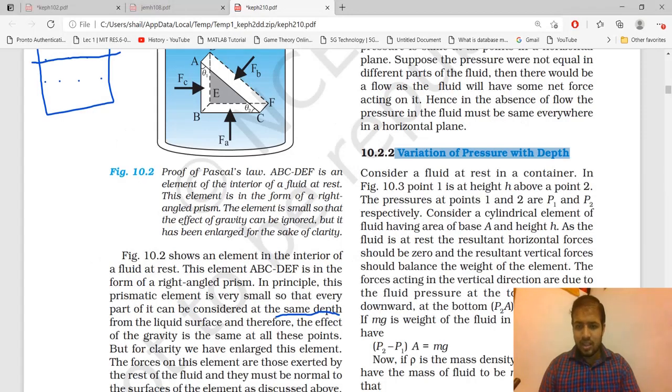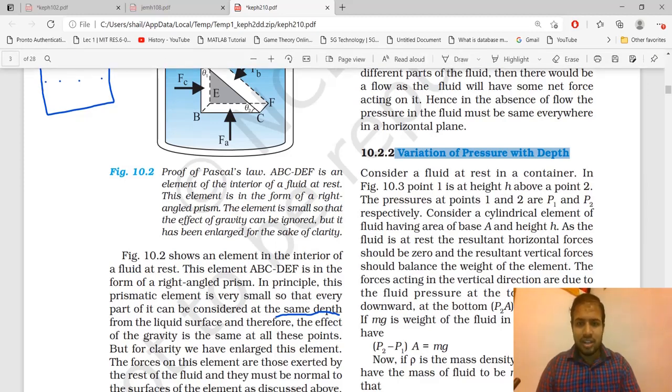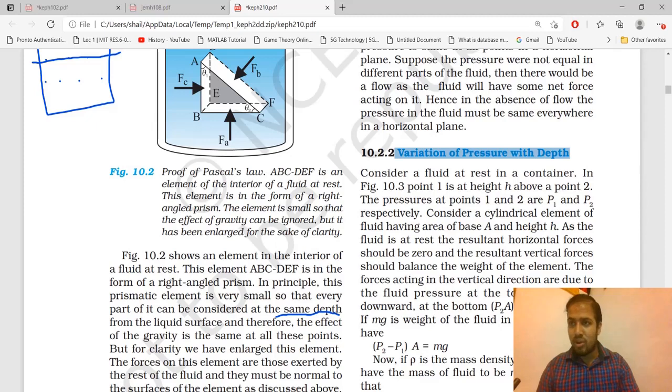Hello, this is lecture 2 of chapter 10, and now we will go through the variation of pressure with depth. We have seen that at the same horizontal position the pressure is the same if the fluid is at rest, and if at the same horizontal position the pressure is not the same, that means there is a flow in the fluid.